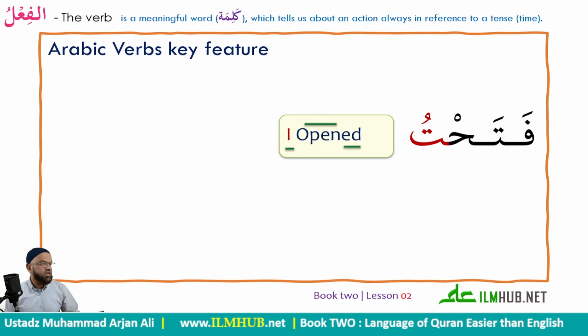Every verb in the Arabic language has three essential pieces of information. Firstly, remember from book 1 that there are only three types of words in Arabic. Every word is either an ismun, fi'lun, or harfun. A verb is a word that describes an action, always in reference to a tense. If it does not have a tense, it is not a verb. It can describe an action, but it will not be a verb unless it has a tense. This is a very important definition, inshallah.